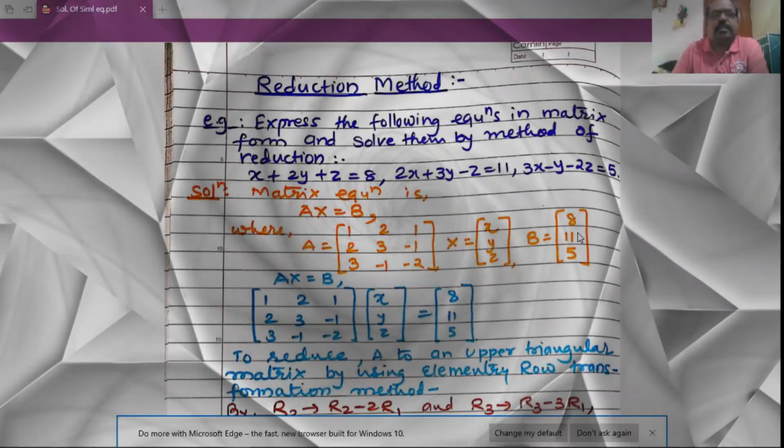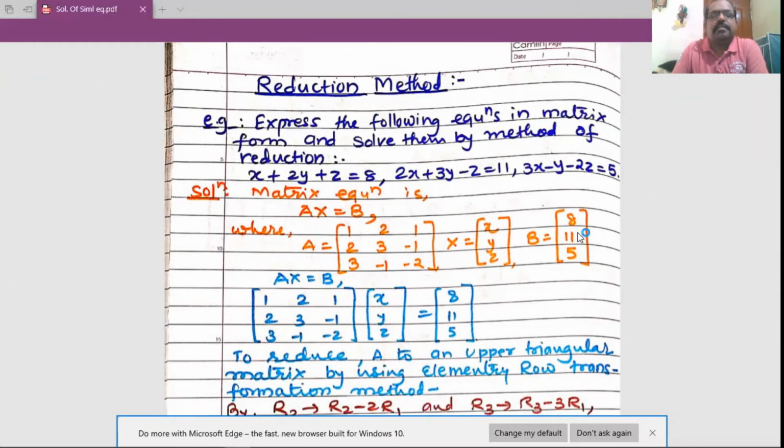Friends, today we are going to discuss the second method of finding the solutions of simultaneous equations in three variables or in two variables both. It is one of the methods of finding the solution of simultaneous equations by using matrix method, and this is the second method of finding the solution by using matrix method.